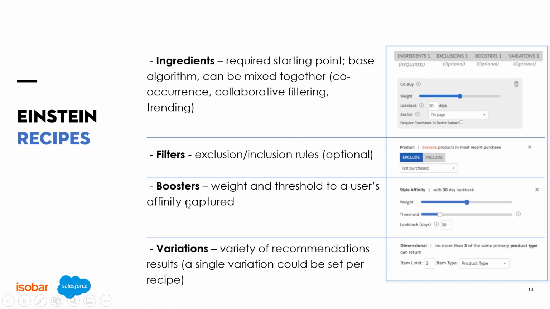The third component is booster. With boosters, you apply weight and threshold to capture users' affinity. So in the booster configuration you give the weight, threshold, and look back in days. Here, let's say we selected style affinity for the past 30-day look back. It's based on a dimension of your product. Depending on how you set up dimensions for the products, based on colors or brands or styles, you can bring in these dimensions and give them weight.